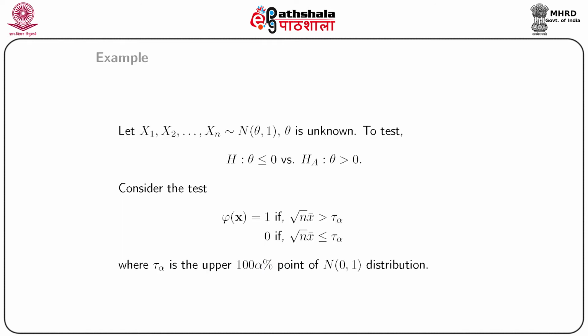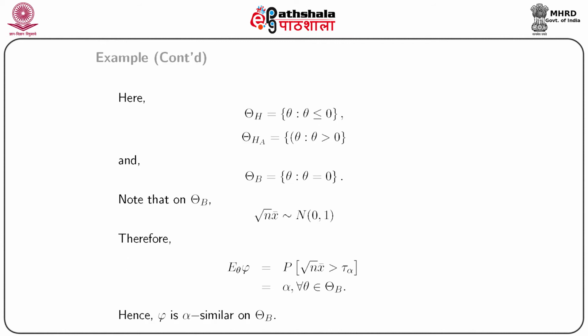Let X1, X2, ..., Xn be a random sample of size n from a Normal(θ, 1) population, where θ is unknown. To test H: θ ≤ 0 versus HA: θ > 0, consider the test ψ(x) = 1 if √n x̄ > τα, and 0 if √n x̄ ≤ τα, where τα is the upper 100α percent point of a Normal(0, 1) distribution.